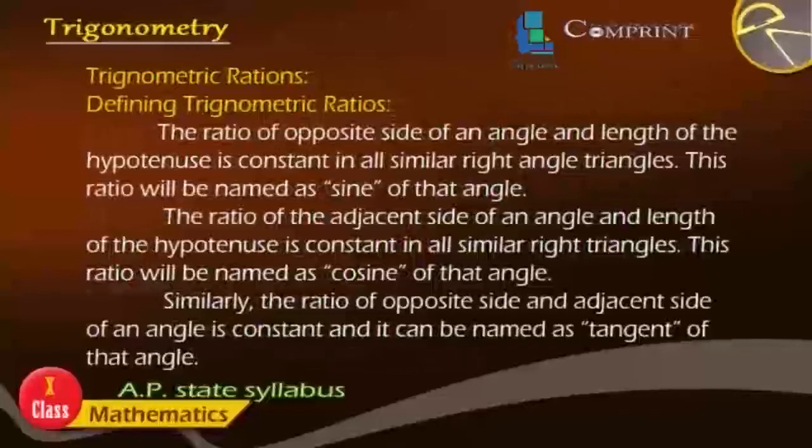Trigonometric ratios. Defining trigonometric ratios. The ratio of the opposite side of an angle and the length of the hypotenuse is constant in all similar right angle triangles. This ratio will be named as sine of that angle. The ratio of the adjacent side of an angle and length of the hypotenuse is constant in all similar right triangles. This ratio will be named as cosine of that angle. Similarly, the ratio of opposite side and adjacent side of an angle is constant and it can be named as tangent of that angle.